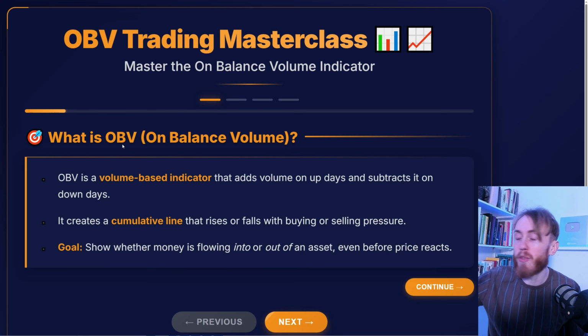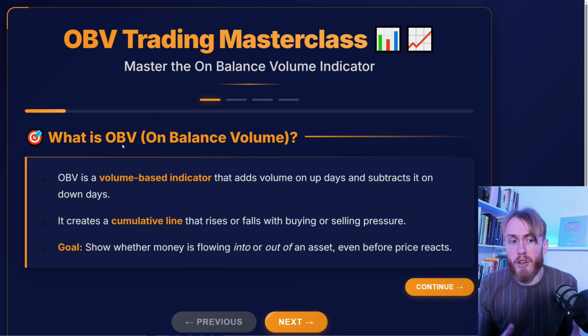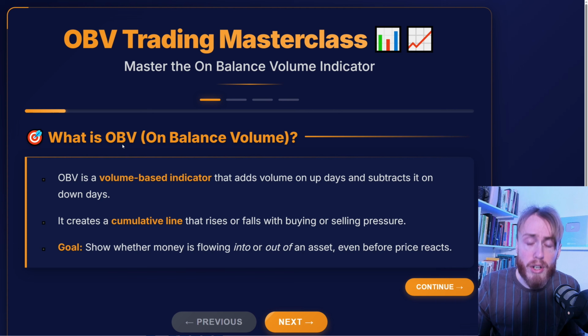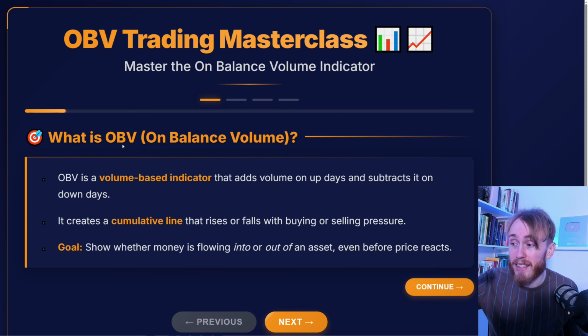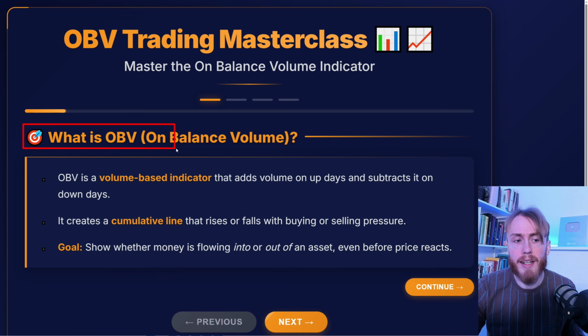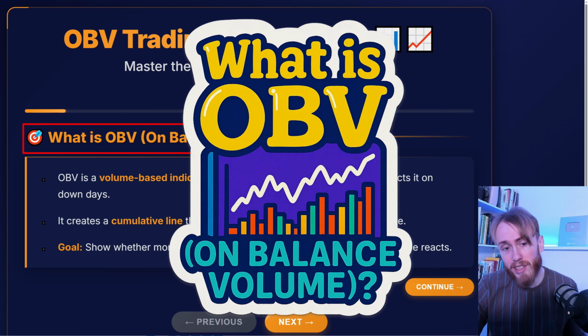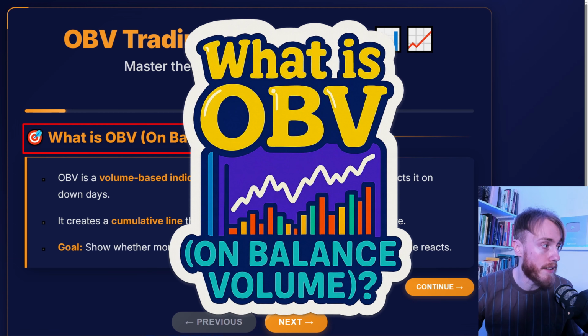But alright, so before we can start finding signals like I showed you in the intro, we first need to know what the indicator is and how it works. I am a big believer that in order to use indicators, you need to at least understand the basics. You don't need to know all the technical details about the indicator, but you need to understand it on a basic level. So let's begin here by answering the question: what is the on-balance volume, or for short, OBV?